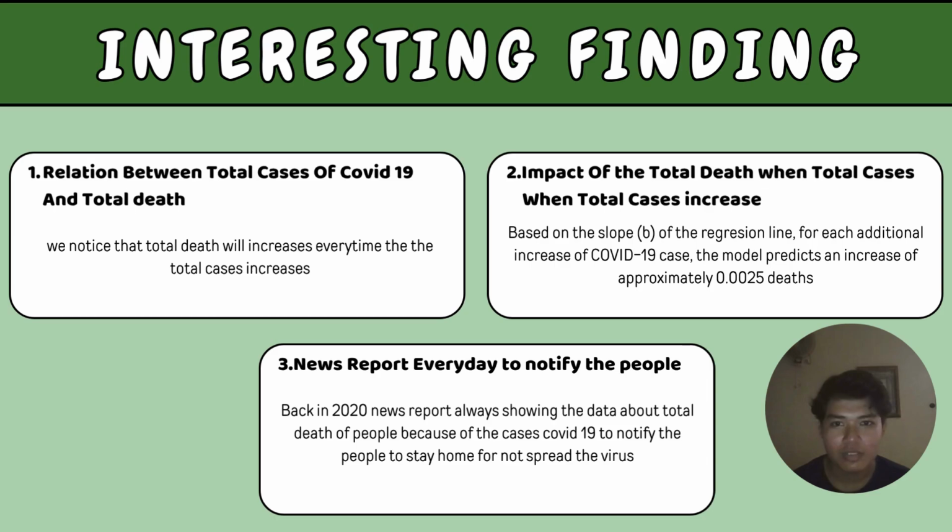Now I will continue with the interesting findings. The first one is the relation between total cases of COVID-19 and total deaths. We notice that total deaths increase every time the total cases increase. The second one is the impact on total deaths when total cases increase. Based on the slope B of the regression line, for each additional COVID-19 case, the model predicts an increase of approximately 0.0025 deaths.